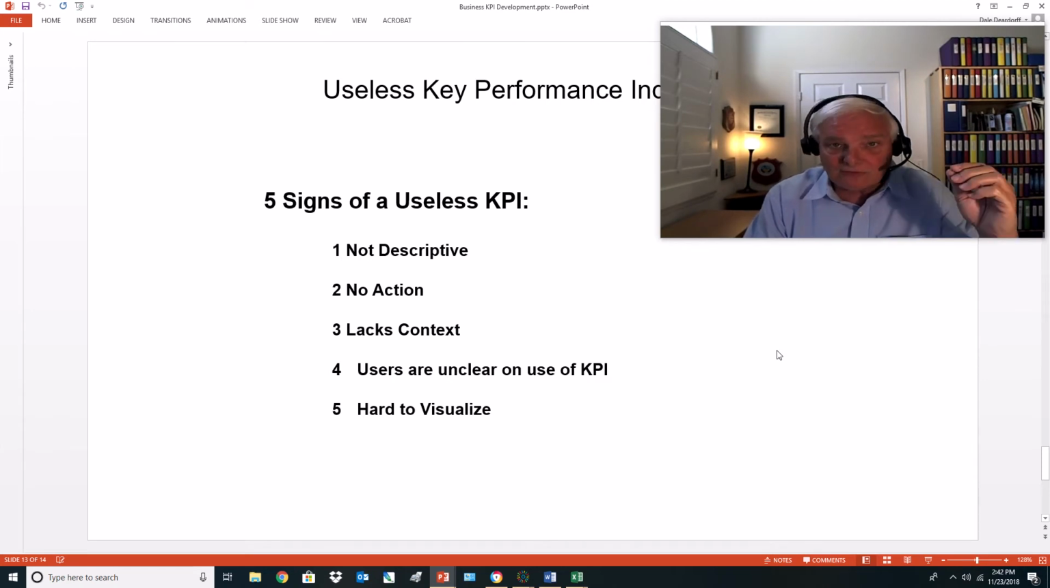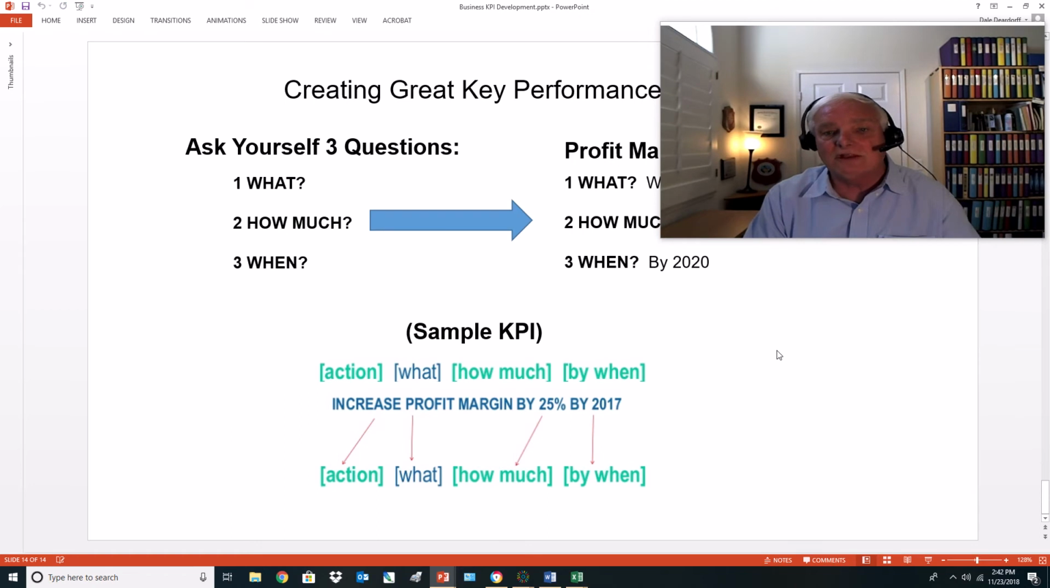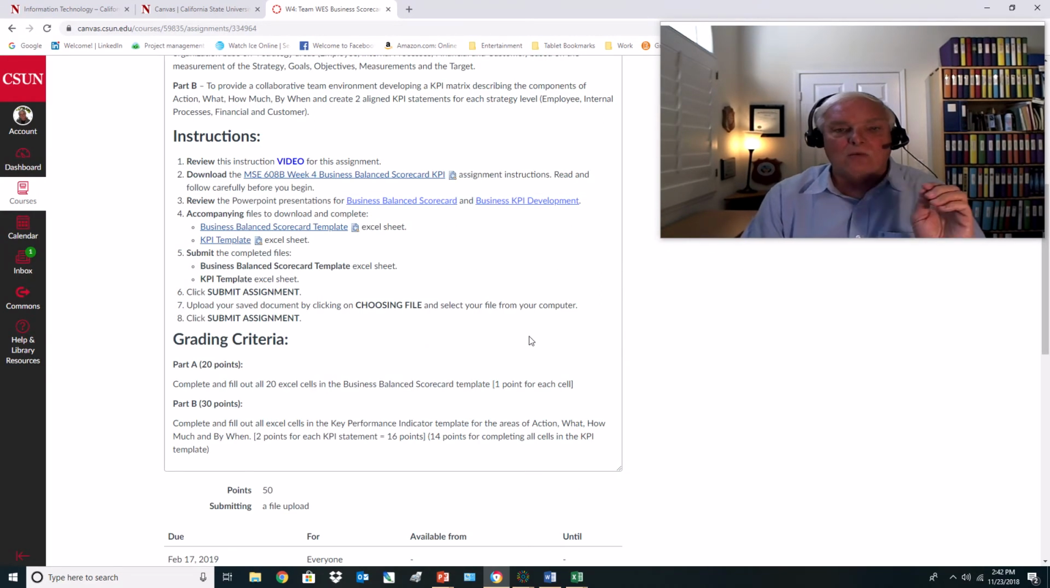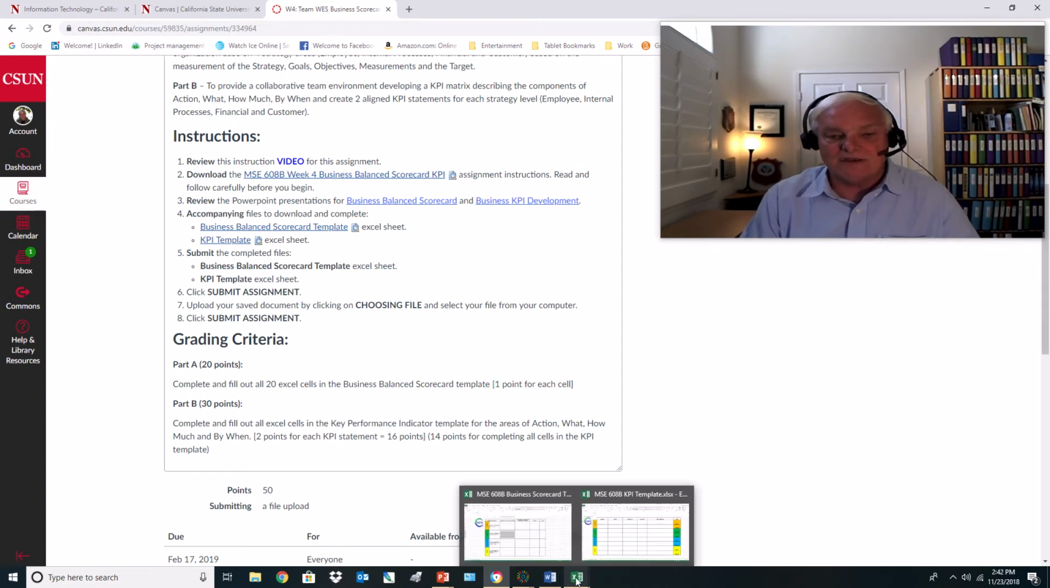You need to be able to visualize and see, if I'm being measured against this, why. So I've got an example for you in here on how to create a great key performance indicator: the what, how much, and when, and then I've got information for you that shows you how to put a sample KPI together.